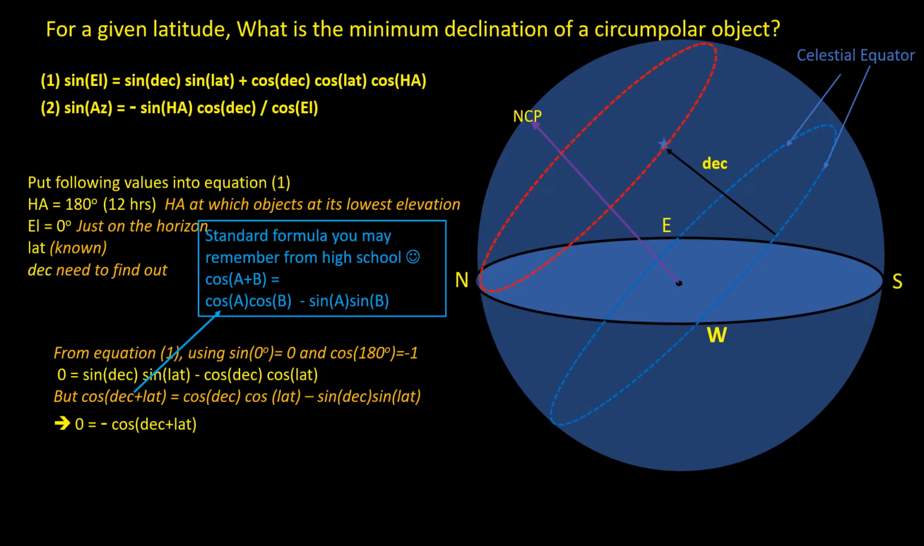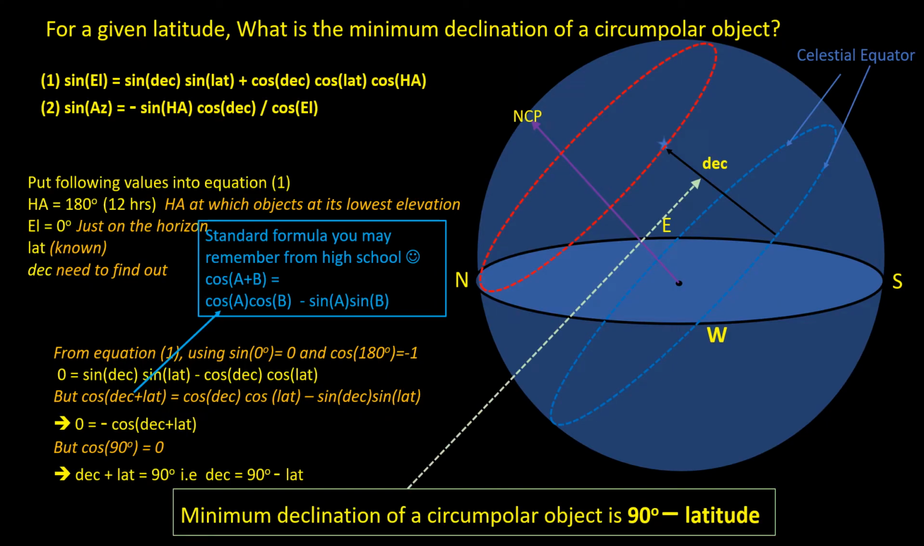We know from high school that cos(dec + lat) equals cos dec cos lat minus sine dec sine lat. And we can use the fact that the cosine of 90 degrees equals 0 to give us that dec plus lat equals 90 degrees, i.e. the minimum declination is the latitude subtracted from 90.